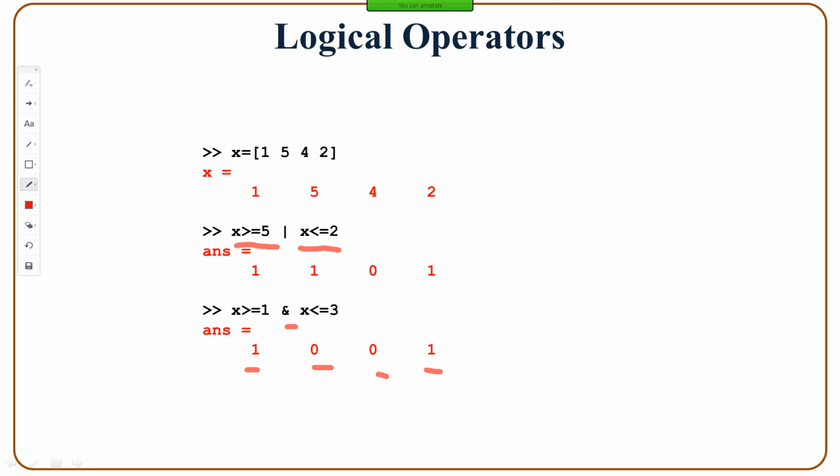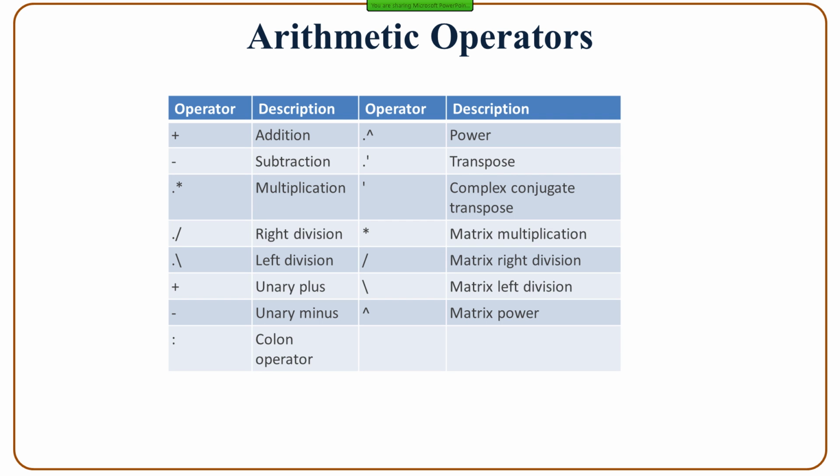This page shows you a list of operators. There are addition, subtraction, element-wise multiplication. With element-wise multiplication, when you multiply two matrices, you actually multiply element to element, and you may notice that there is a dot in front of the multiplication sign. So next is the right division, and also this is element-wise because you can see the dot, and then the left division, and then unary plus and minus.